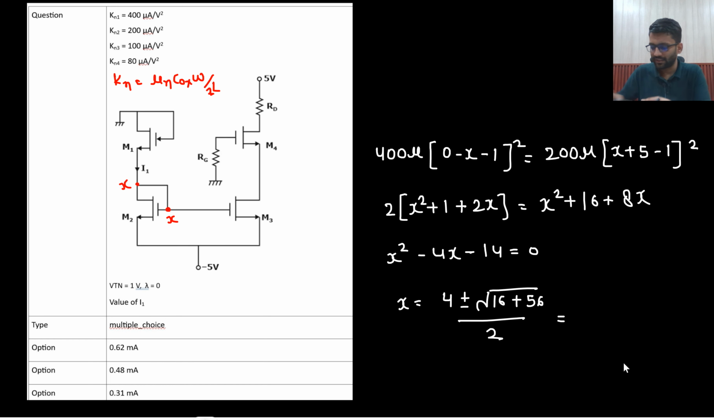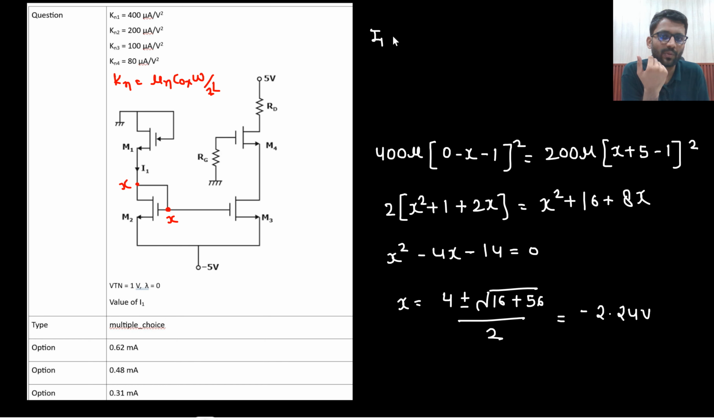So 56 plus 16, then take the root, minus 4, divide by 2. So minus 2.24. That would be the potential of this point. Okay, minus 2.24. Now what you need to find? You need to find the current.